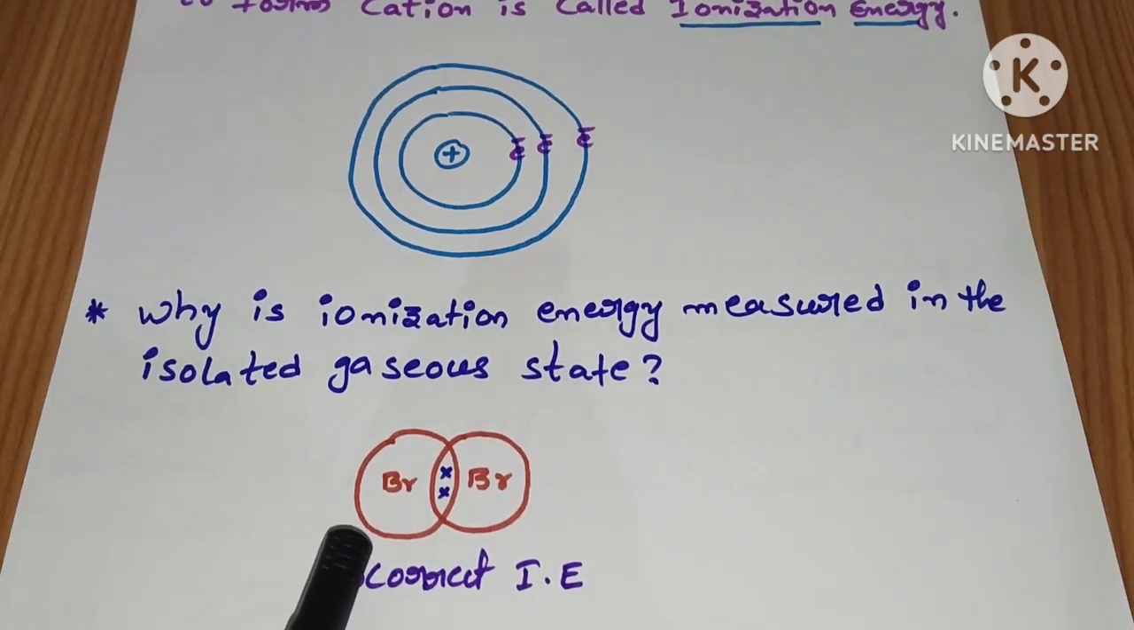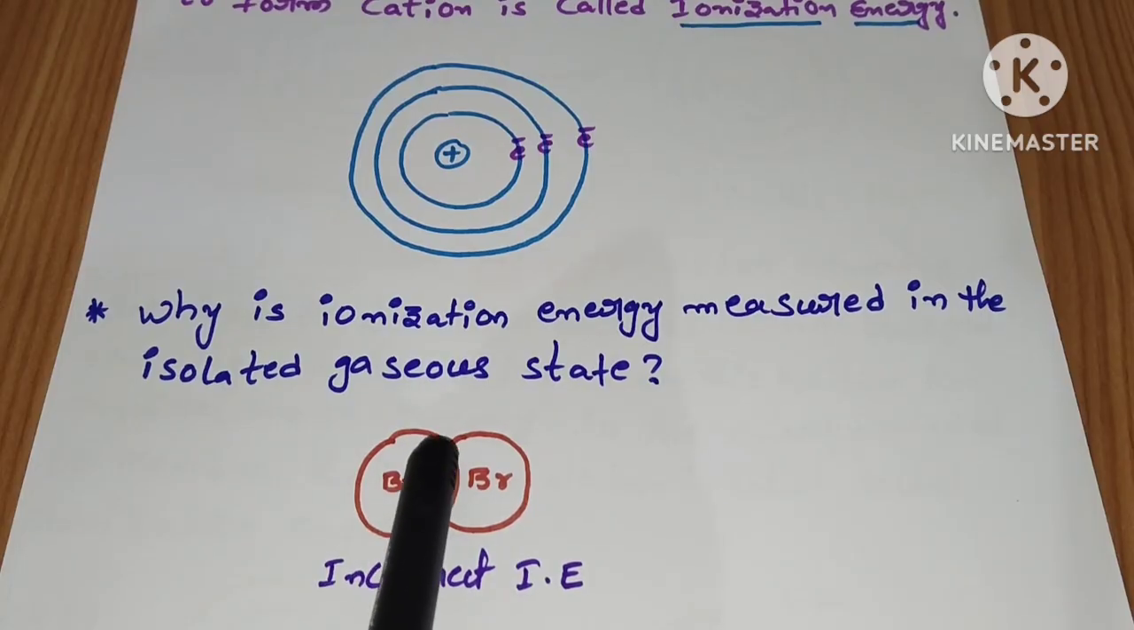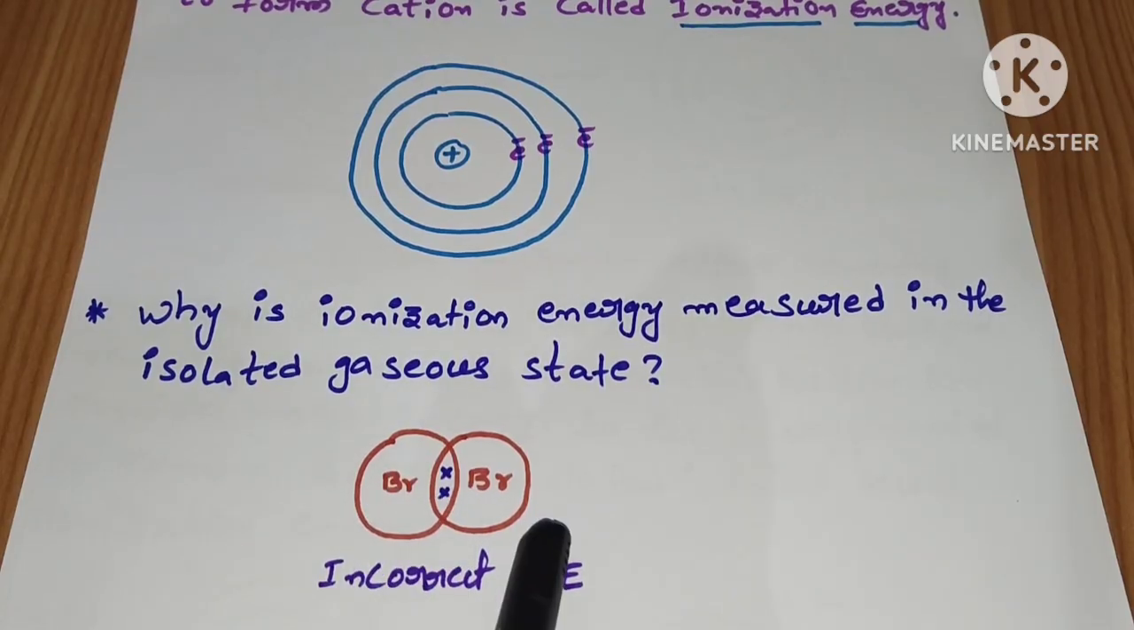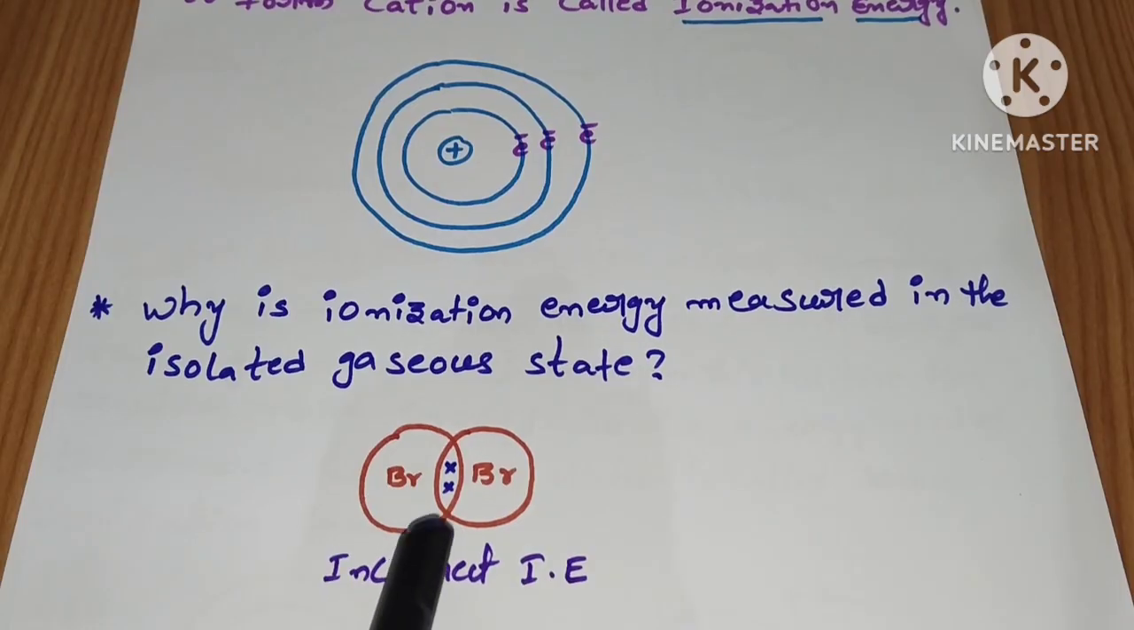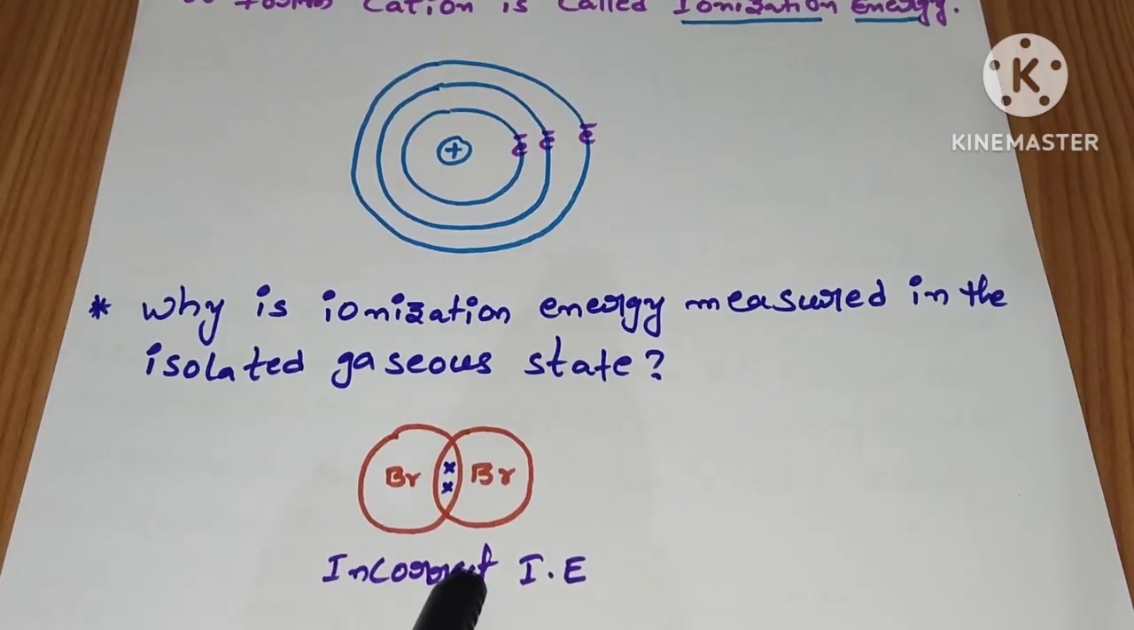For example, consider a bromine molecule. If we want to find the ionization energy of bromine in this bonded state, very high energy is required to remove an electron from this bonded bromine molecule, and it gives an incorrect value of ionization energy. We take an isolated gaseous atom of bromine and then find its ionization energy. Therefore, we said that ionization energy is always measured in the isolated gaseous state.